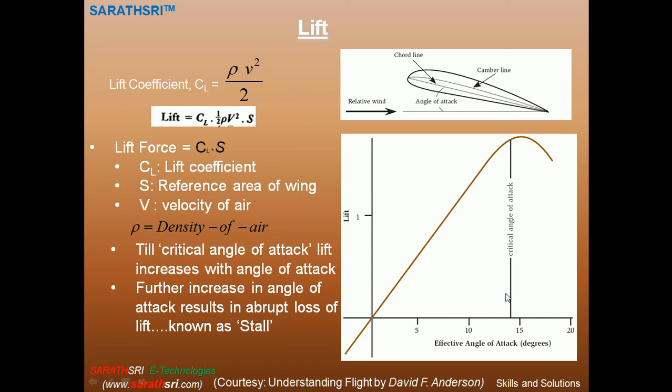So lift is another factor where it is mathematically density into velocity square by 2 into the surface area. The more surface area of the wing, the more lift. At the same time, as the angle of attack is more, the lift force is more, but it is only up to a certain critical angle of attack. We'll see in later sessions how more angle of attack is detrimental to flight. So this rho is the density of air, and the surface area and velocity of air.